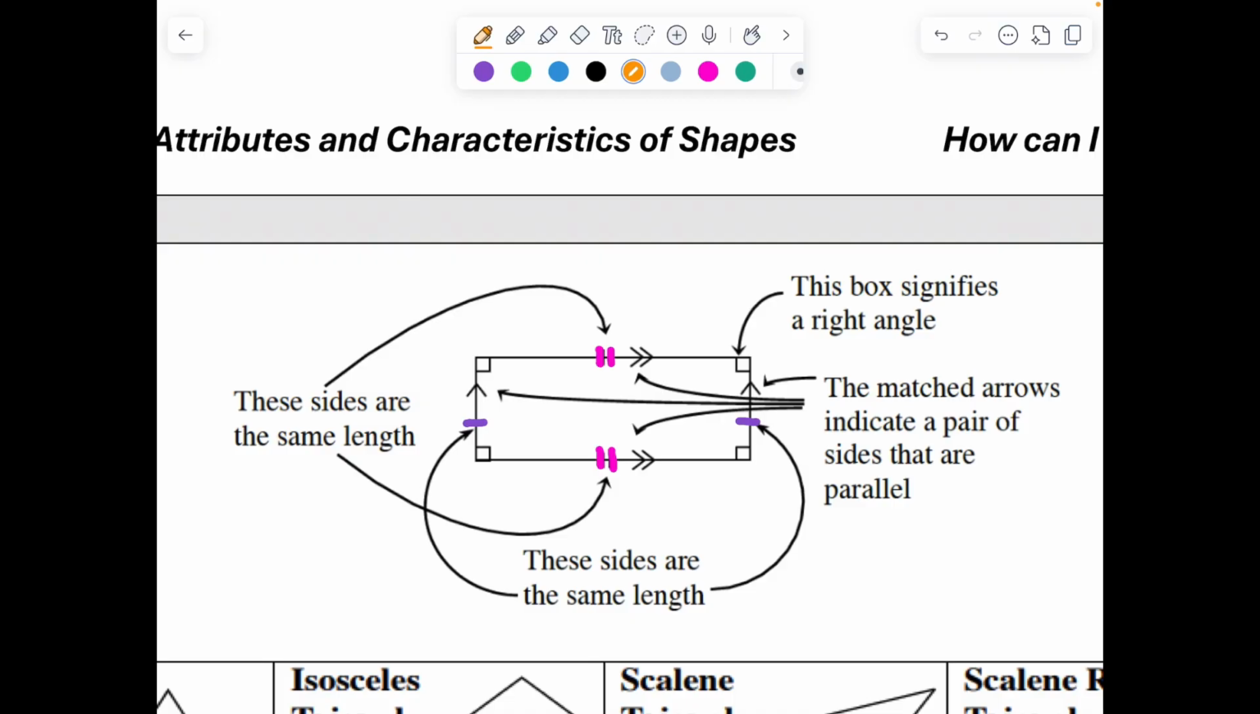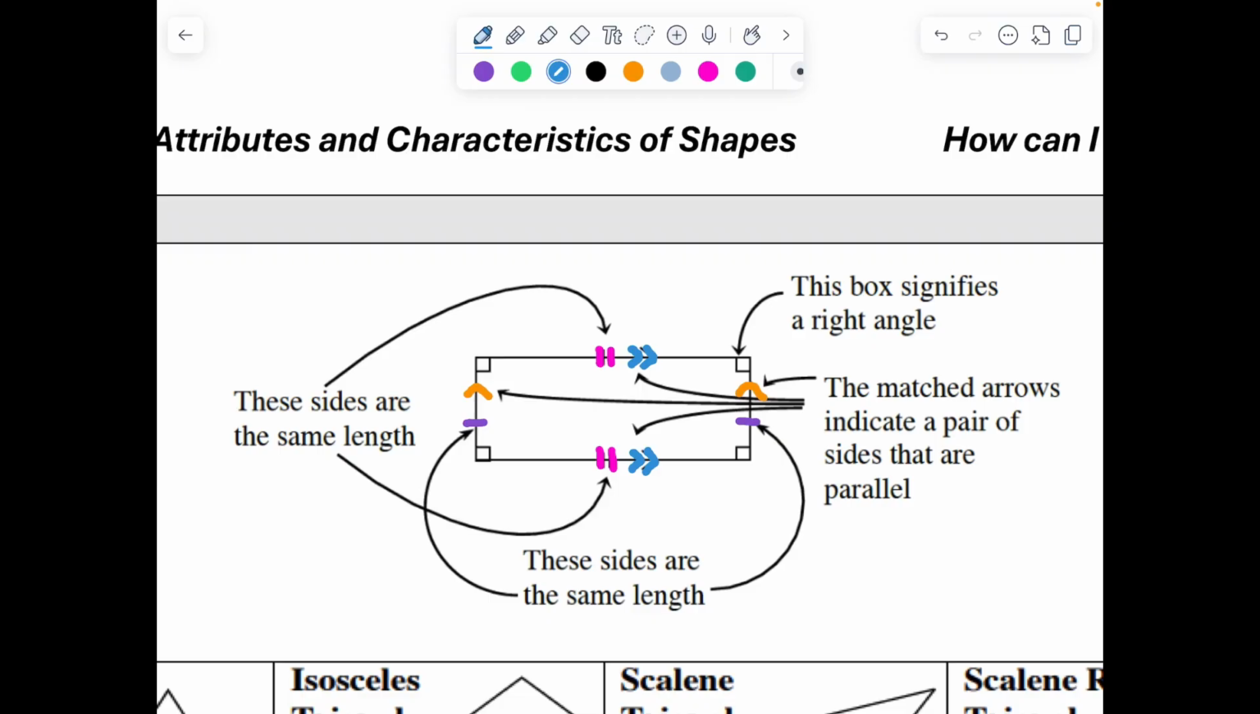Then, if we have lines that are parallel, a reminder, parallel means that they'll never touch. So two parallel lines like that. To show that we have two parallel lines, like here and here, we are going to use arrows. So those two lines are parallel. And just like we did with lines that have the same size or length, if we have another set, we're going to use two arrows.